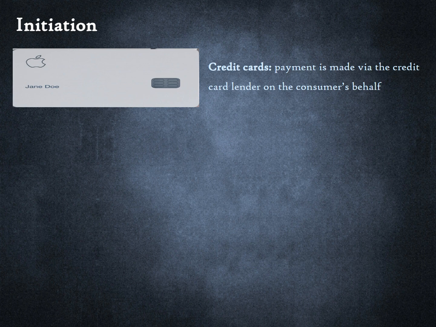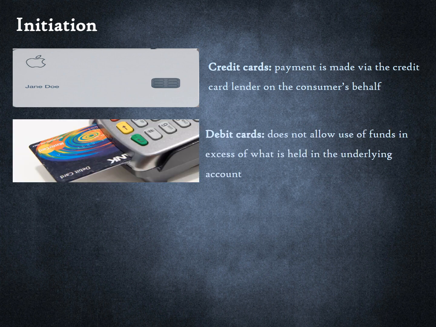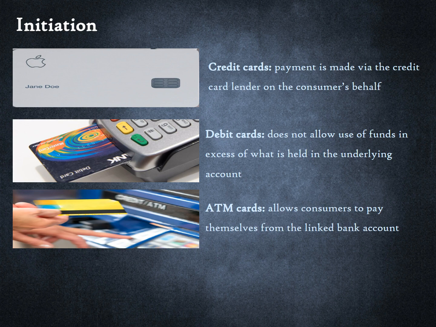Every time we use our credit card, a loan is made by the card issuing bank on our behalf. A debit card, on the other hand, does not allow the consumer to spend funds in excess of what is held in the linked bank account. ATM cards are another common card type. When we use an ATM, we are paying ourselves instead of a merchant. Debit cards often double up as ATM cards.